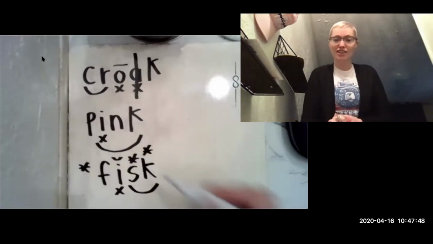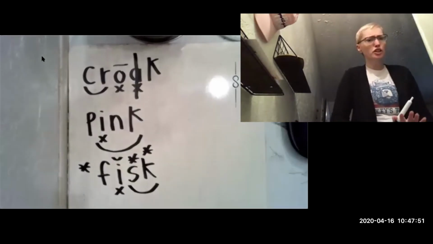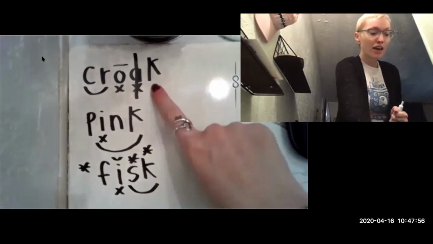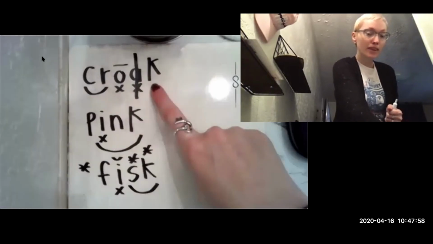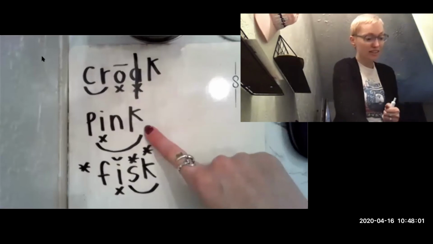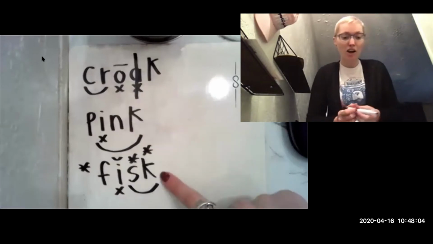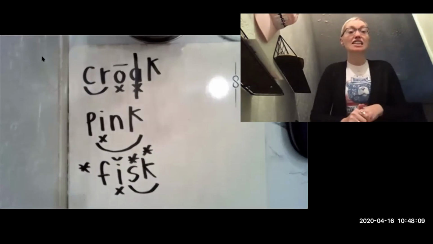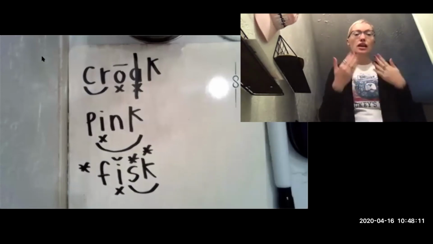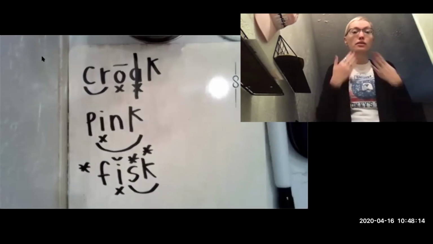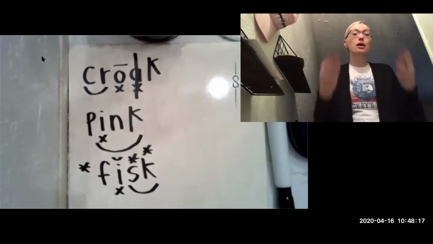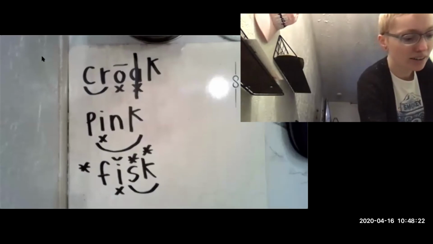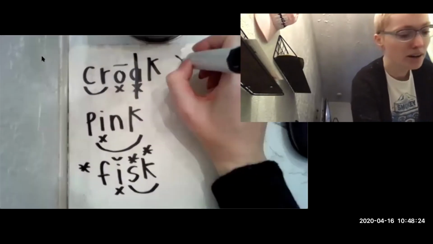Fantastic. So let's go ahead and let's read these words that we just wrote before we move on. So we have the word croak, pink, and fisk. Fantastic. All right. The next word that we are going to write is another nonsense word. This nonsense word is moke, moke. Fantastic. So we're going to go ahead, make sure that we have our little asterisk so we know that it's a nonsense word.